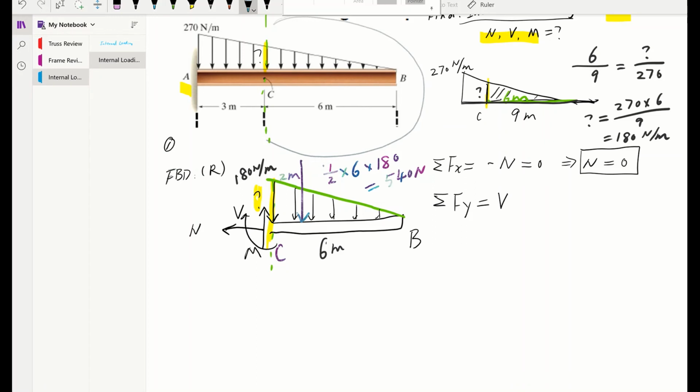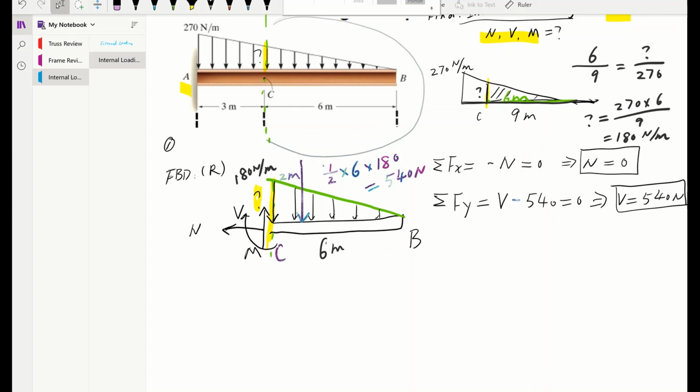Okay, so knowing that, we're going to go back to our force at the y direction. The shear is going upward, and this equivalent of this concentrated load is 540 going downward, so it's going to be V minus 540 equal to 0. Then what do we get? The shear is 540 Newton.